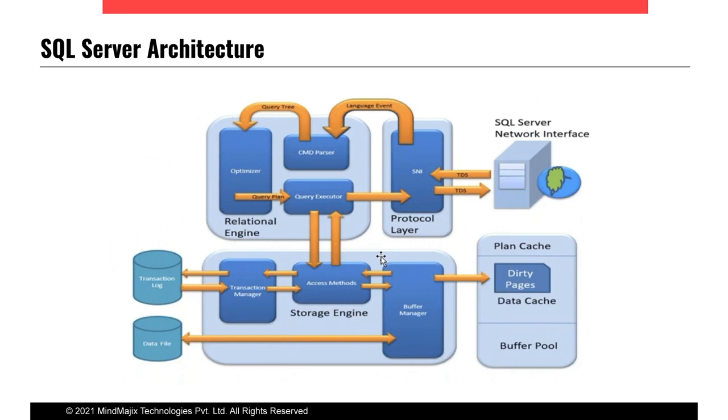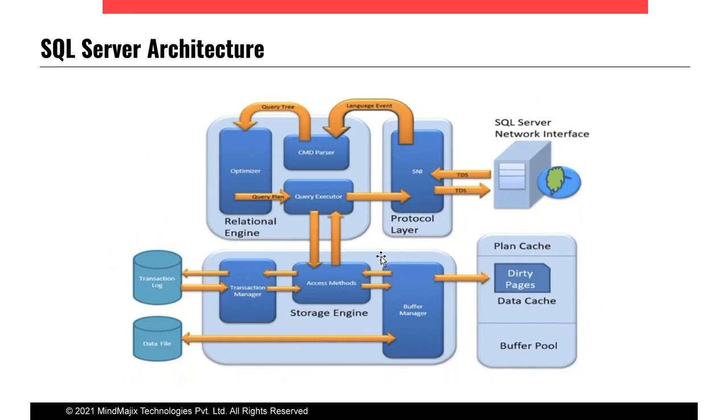So now let's go with the command parser. Once the data is received from the protocol layer, it is passed to the relational engine. The command parser is one of the first components of the relational engine to receive the query data. Its principal job is to check the query for syntactic or semantic errors. I will write it down so that you understand the meaning when I work on the practical side: syntactic and semantic errors.